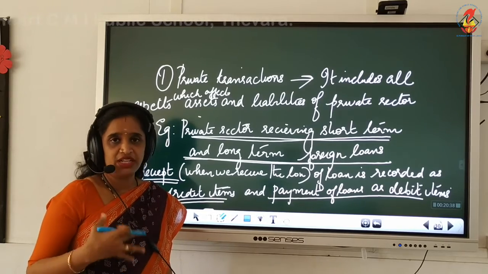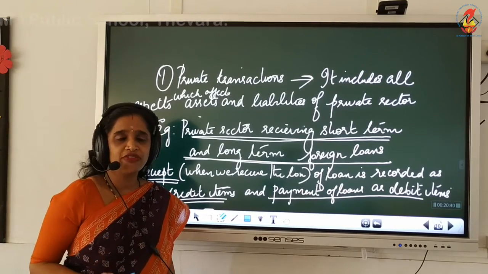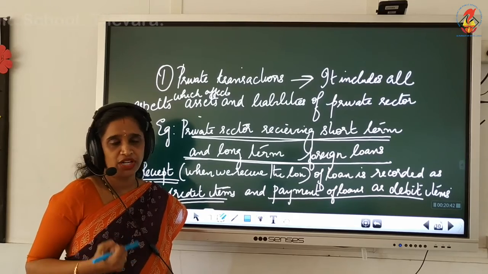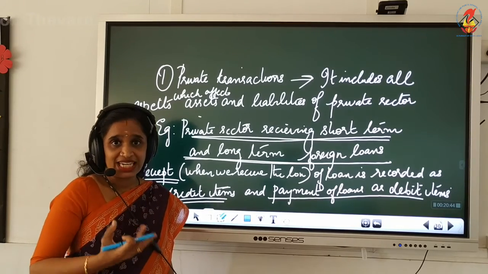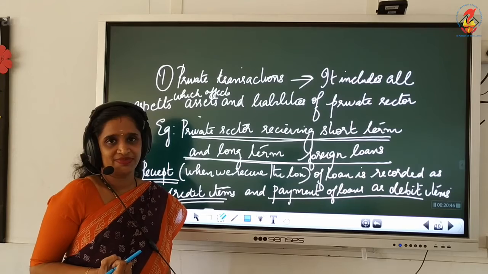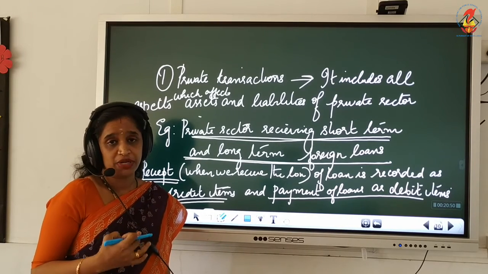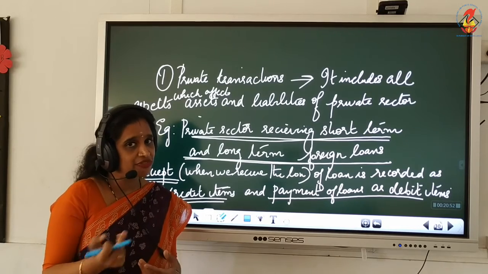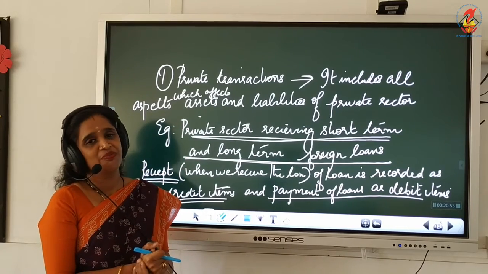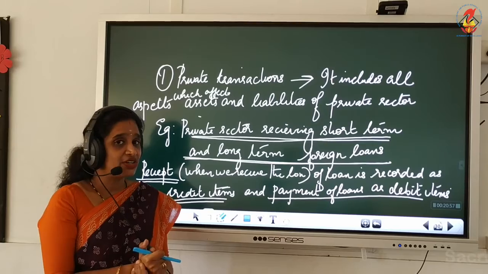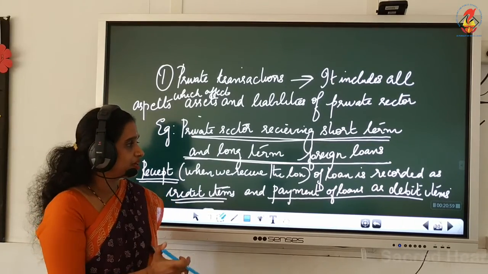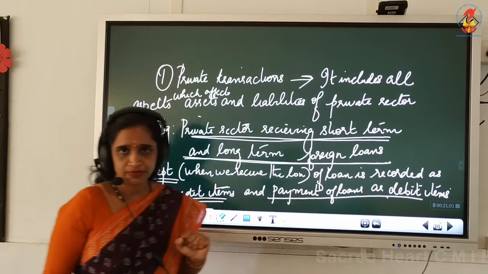For example, when the private sector receives loans from foreign countries, when they receive it, it is a receipt. It can be added on to the asset side, that is credit side. But when they have to repay it in the future with a rate of interest, money is going out as a rate of interest also. Therefore, it will be recorded as debit item.